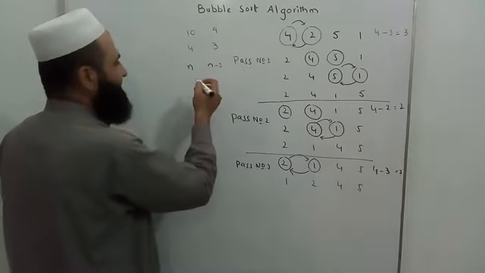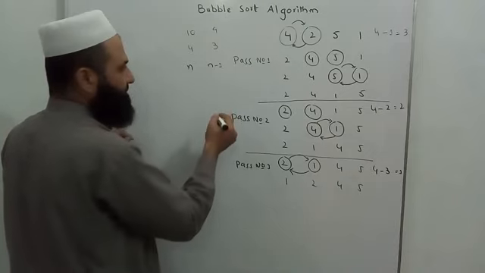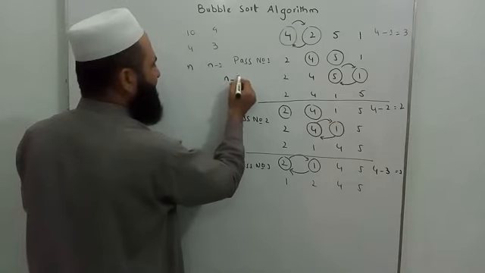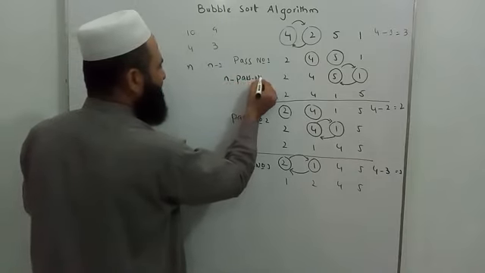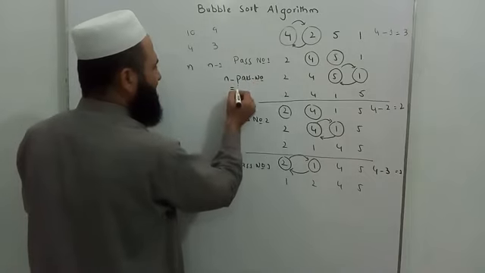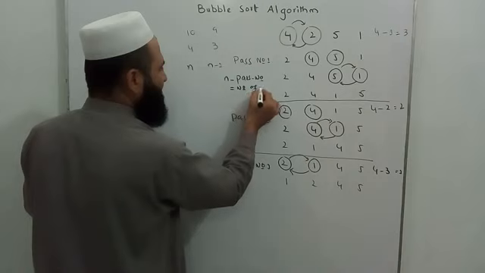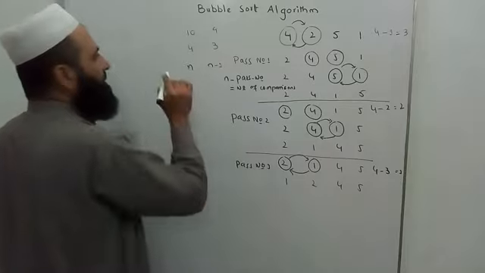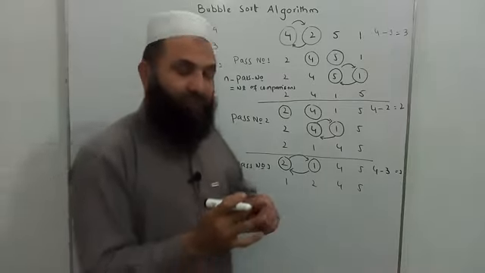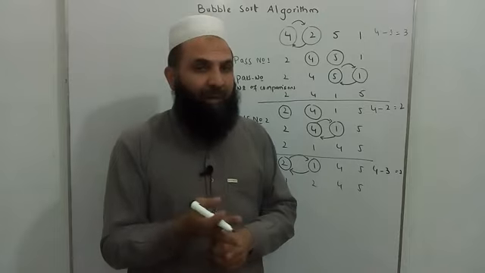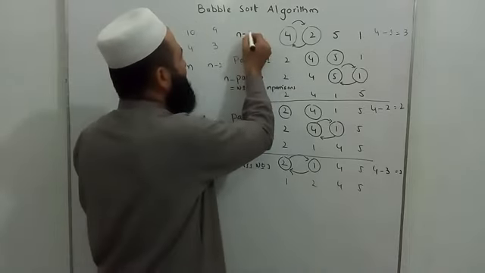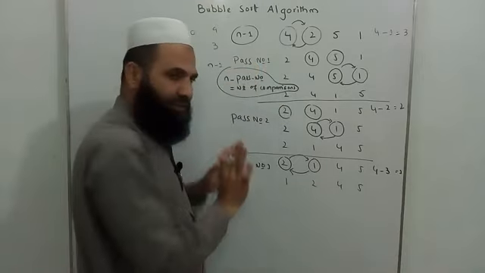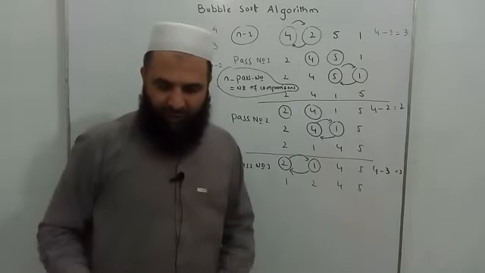So we can generalize this. If, for example, the number of items is n and we subtract the pass number from this, it gives us the number of comparisons in that particular pass. So we have generalized two things. How many passes will be required? We will need n minus 1 passes. And the second thing, the number of comparisons in each pass, that is n minus pass number, will give us the number of comparisons in each pass.